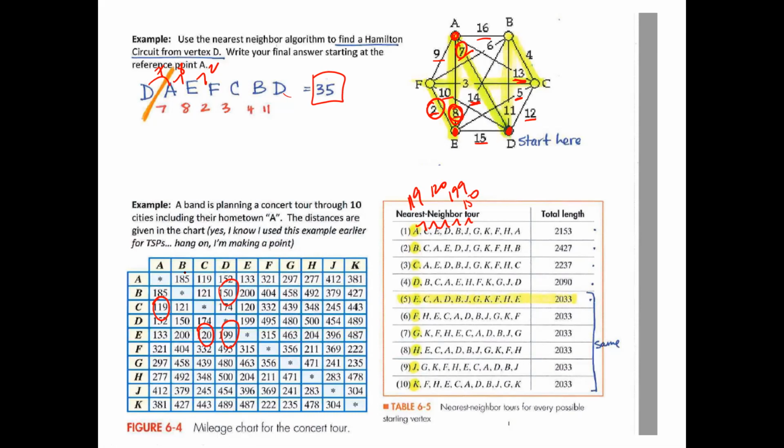B to J is 379. G to K is 235. K to F is 222. F to H is 211. H to A is 277. If you go ahead and add everything together, your total length is 2153. Your goal here is to find the circuit that has the shortest route, which in this case is this circuit, and it's 2033.